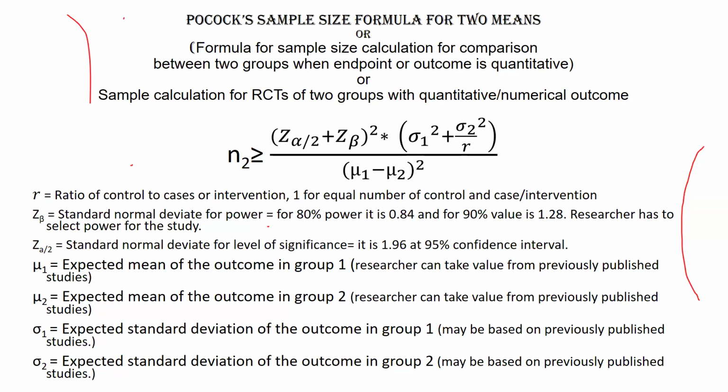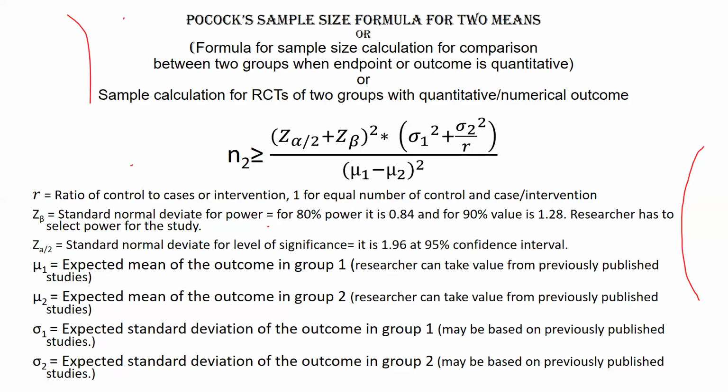So suppose there are CKD patients, and we want to see the effect of yoga and meditation on creatinine level among CKD patients. So randomly we select two groups. One group for yoga and meditation for 3 months or 6 months or 1 year, and one group standard care, that is a control group, standard therapy.